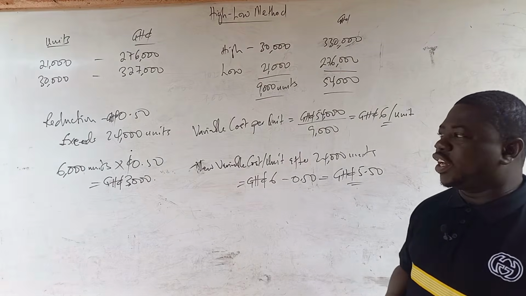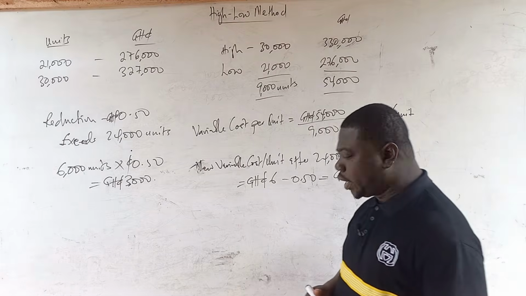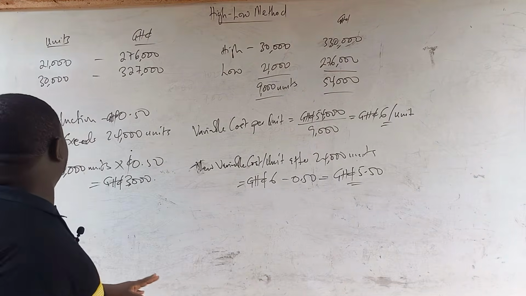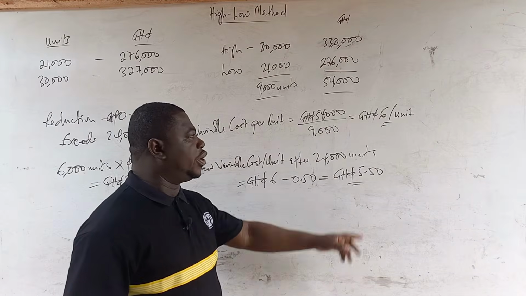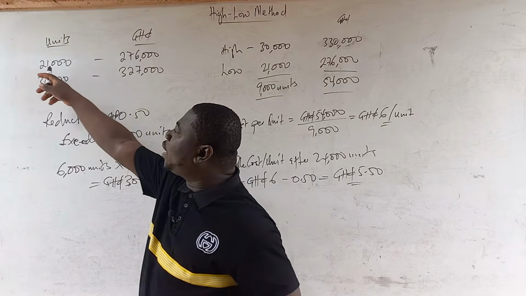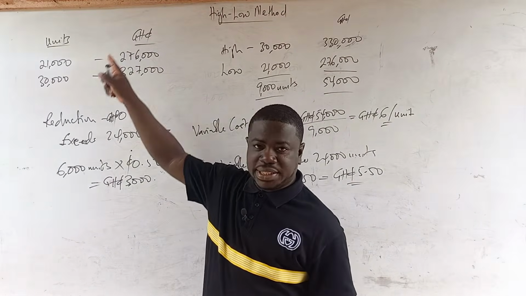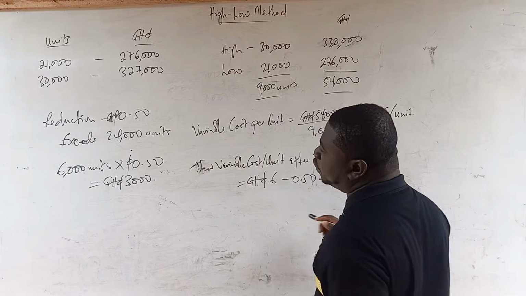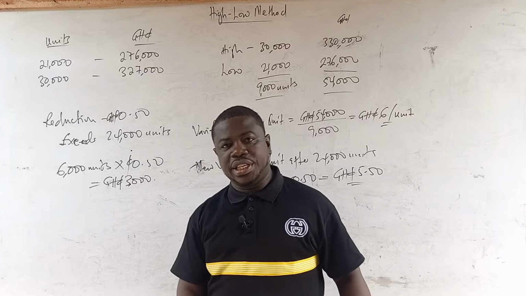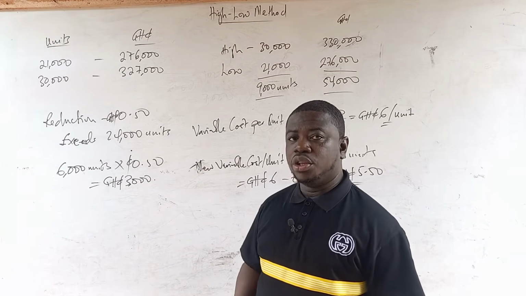So from here, we need to find the total fixed cost here in the production cost. Okay. Now we can find total fixed cost using any of the variable cost per unit. When we want to use the 6 cedis as a variable cost per unit, then we need to put the formula into the lowest activity level where it's 6 cedis. When we want to use 5 cedis 50 pesos, we need to put it into the highest activity level and its associated cost. But whichever one that you use, you need to get the same total fixed cost.